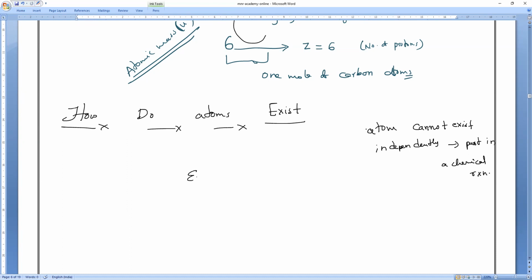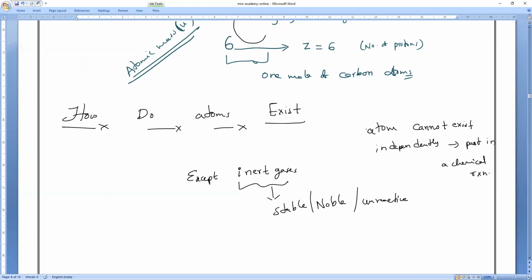What are the inert gases? I already told you. Inert gases means noble gases, stable gases, or unreactive gases. Sir, why are they unreactive? We will study that. You need not worry.